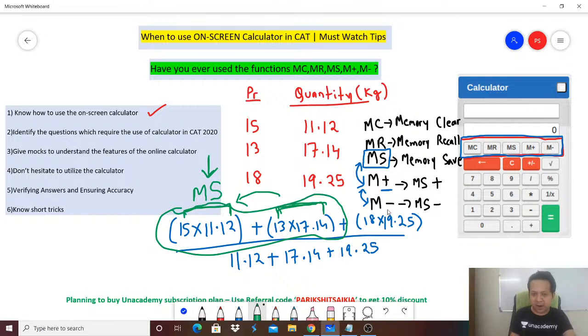Now you do the third part of it, and then you will say again plus MS. So you'll be able to do it fast.